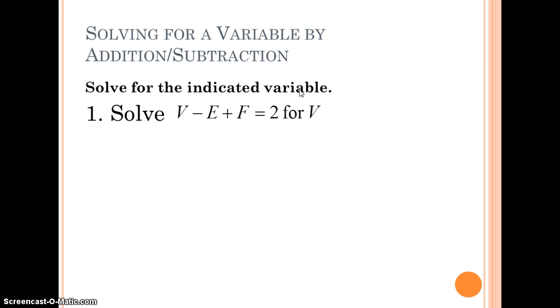So we're going to start off by solving for a variable by addition and subtraction. Now, if we have the problem v minus e plus f equals 2, and I want to solve for v, that means I want the v by itself on one side of the equal sign. So I have my equal sign right here, and on this side I only want to have a v. So that means I need to get rid of this minus e as well as this plus f.